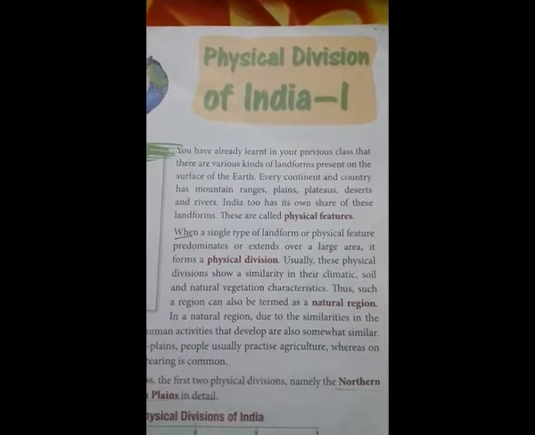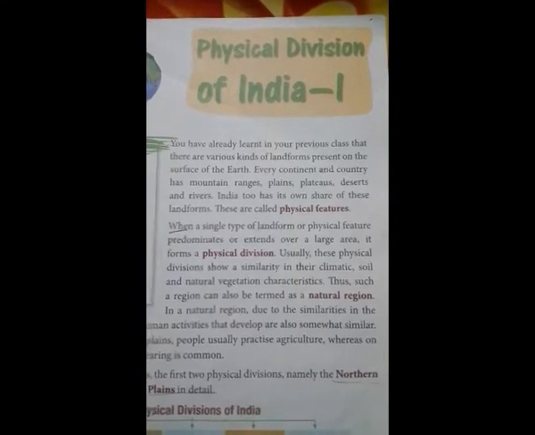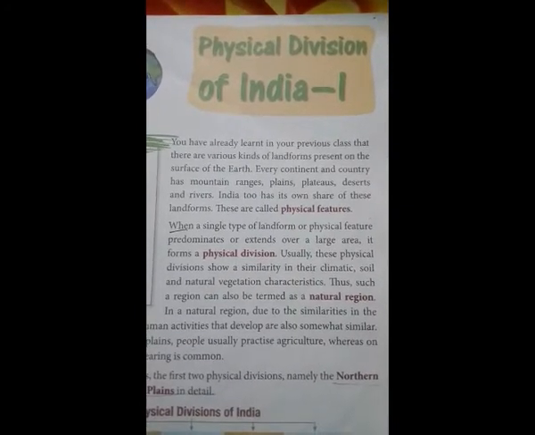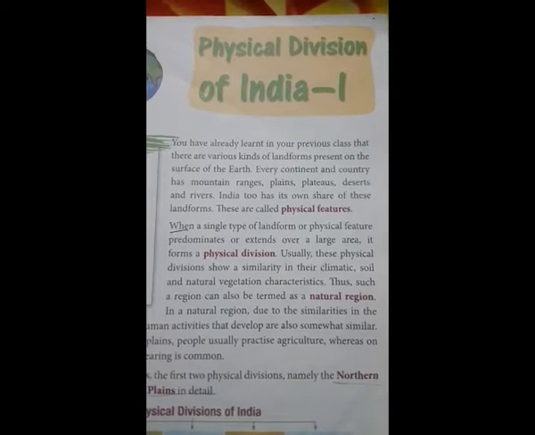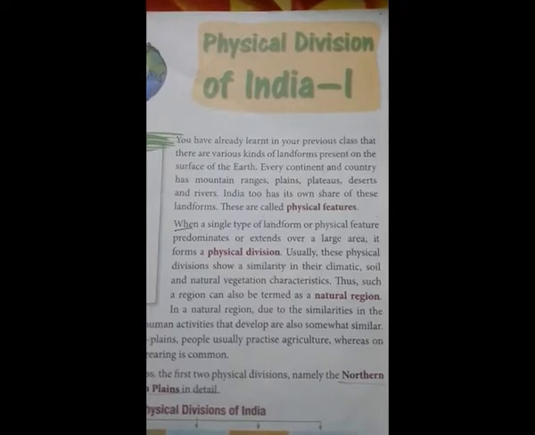Usually these physical divisions show a similarity in their climate, soil and natural vegetation characteristics. So in the mountain region you have the same climate, which is cold, rocky soil, and similar natural vegetation over a large area. Thus such a region can also be termed a natural region.